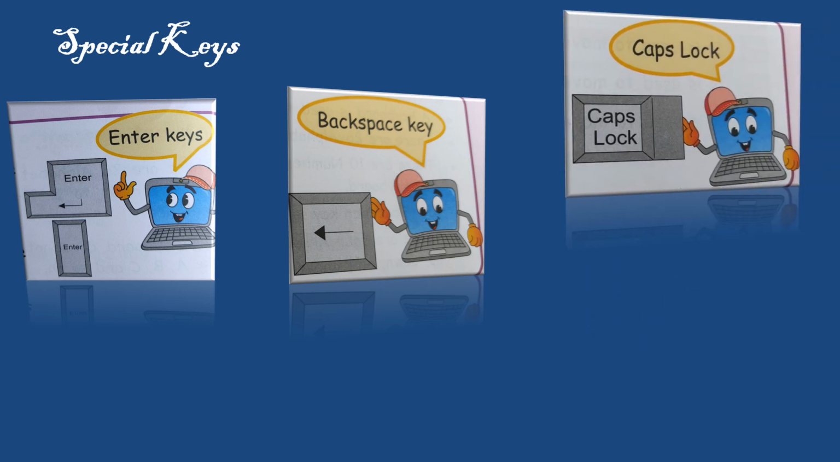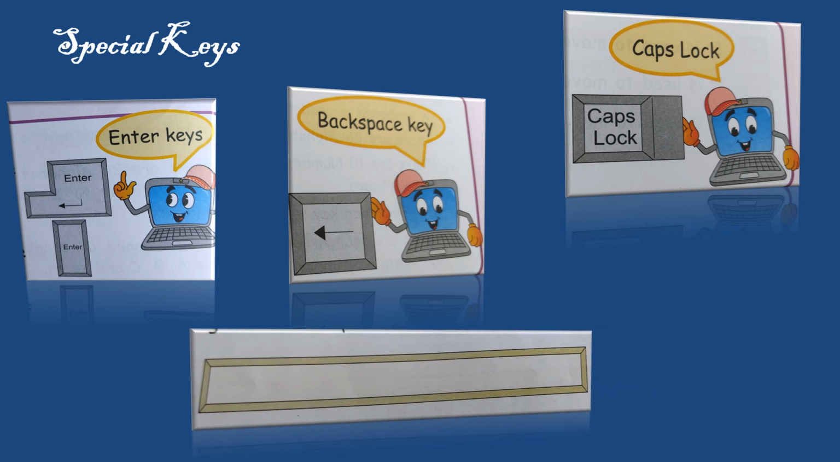Next is the caps lock key. Caps lock is an on or off key. If the caps lock key is on, capital letters are typed, and if the caps lock key is off, small letters are typed. Next is the spacebar key. The spacebar is the longest key on the keyboard. It is used to give a blank space to the right of a word.